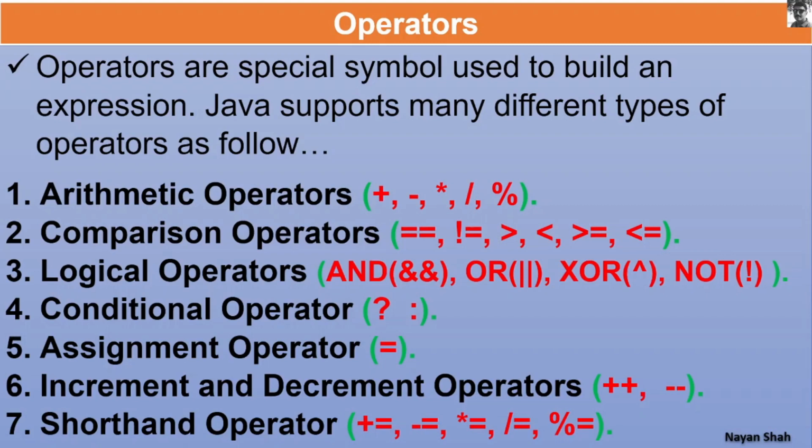Fourth, conditional operator. Conditional operator is made up of 2 operators, question mark and colon. Assignment operator, that is equal sign, simple. Increment and decrement operator, that is plus plus and minus minus, used to increase value by 1 or decrease value by 1. Shorthand operator, that is plus equal, minus equal, multiply equal, slash equal, percentage equal, and like that. So that is shorthand operator or shorthand assignment operator. Now let us discuss all these operators in detail.